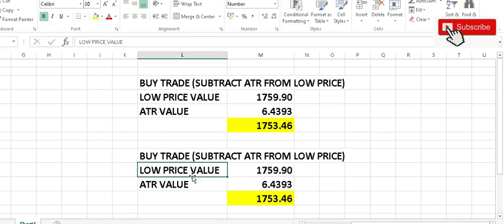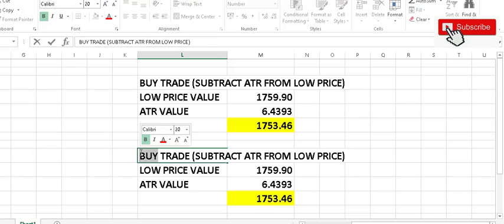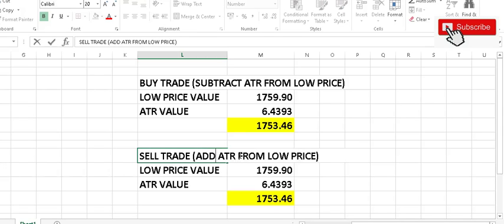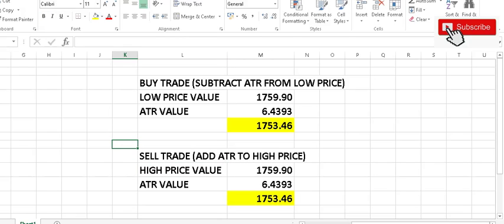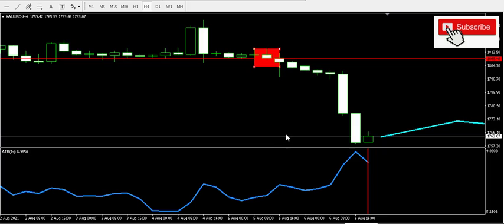So to place a sell trade, I'm going to edit this sell trade. You had ATR value to high price of the candle. All right, so I will edit this to read high price value and ATR value. So going back to the chart, you want to place a sell.